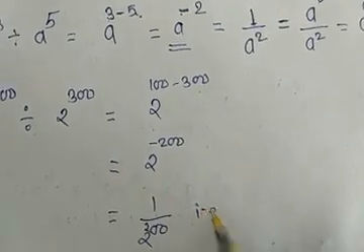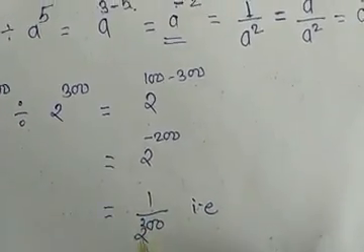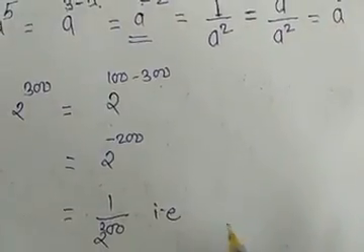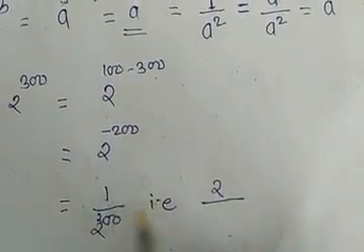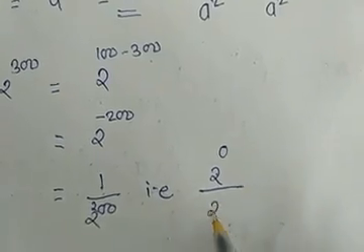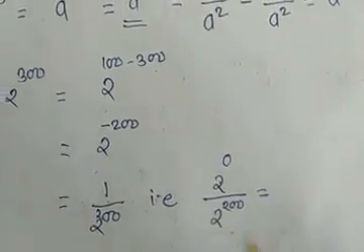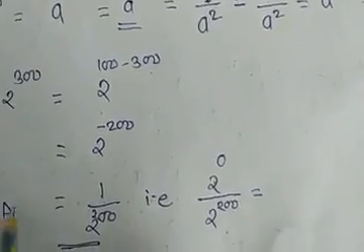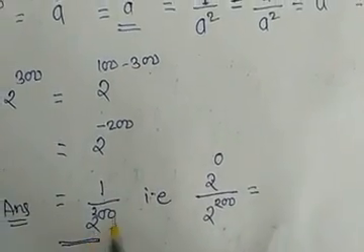So here we can write 1 as 2 raised to 0 upon 2 raised to 200. This is our answer. Okay, it is our answer, 1 upon 2 raised to 200.